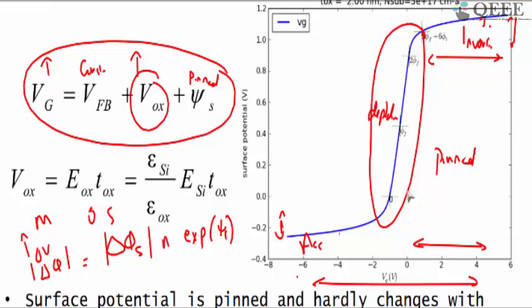But that is not present under depletion. Okay, we will see where the charges in depletion are coming from. In the depleted region, the surface band bending follows more or less the gate voltage, because it is neither in accumulation nor in inversion. So it cannot have this exponential dependence.